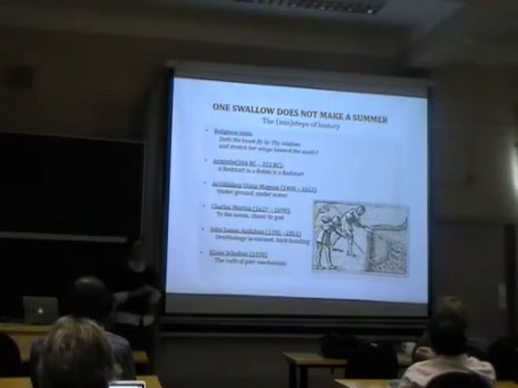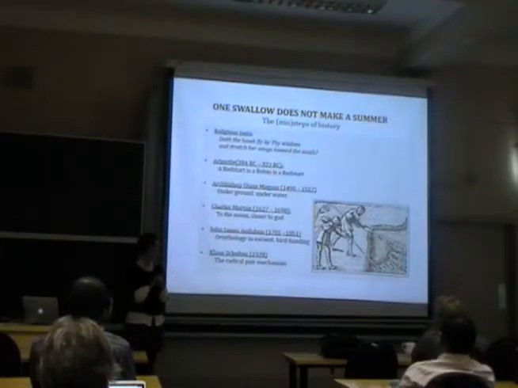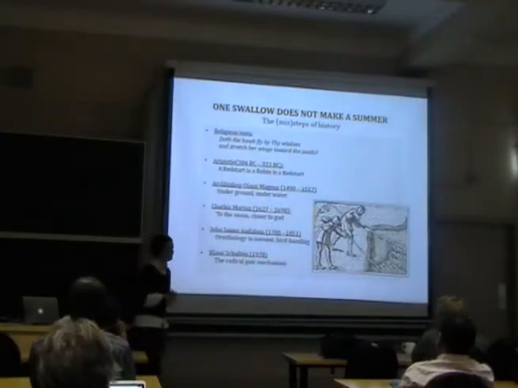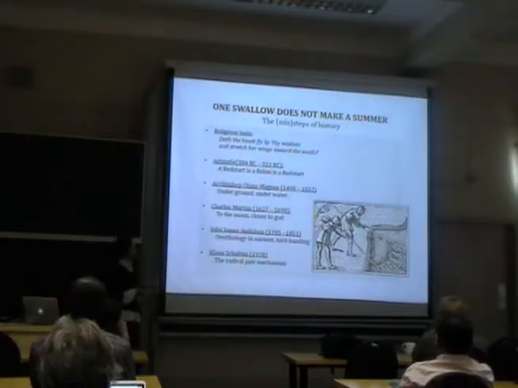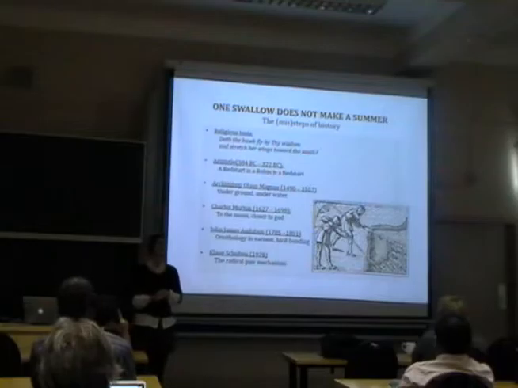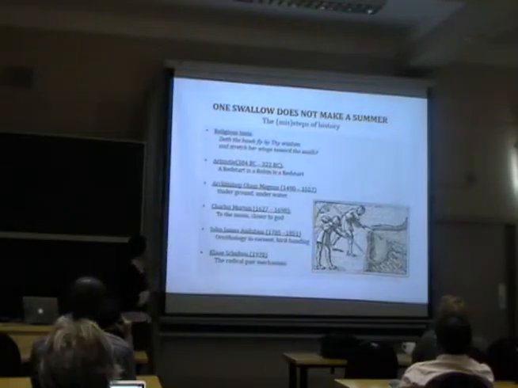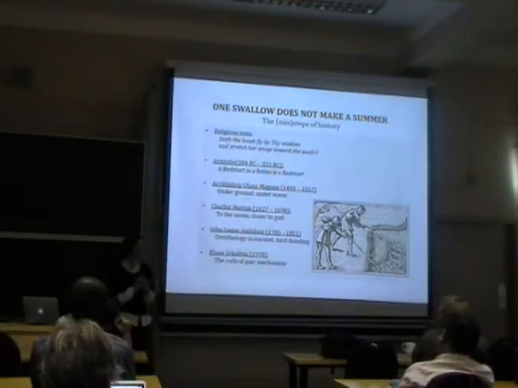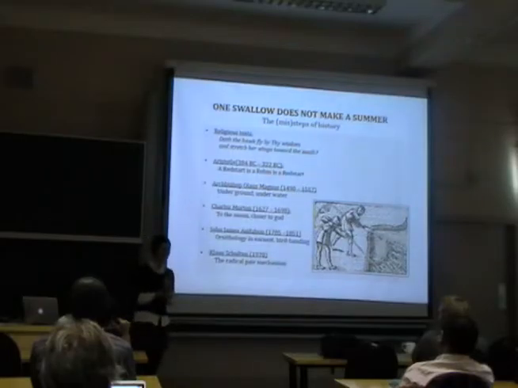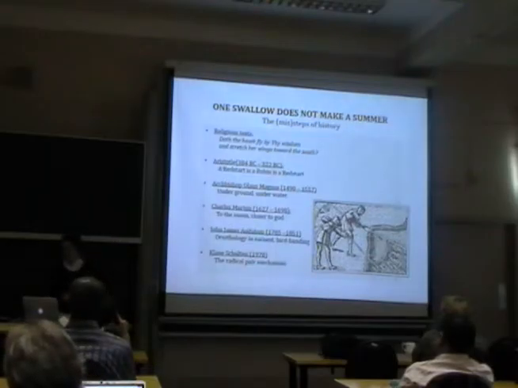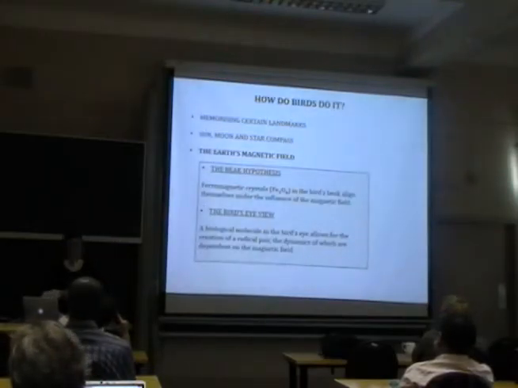Then Charles Morton, because birds, this is now the 1600s, because birds collected on church spires, he concluded that they migrated to the moon to be closer to God. And the first scientific theories started in the 1700s, 1800s with methods such as bird banding, where birds could be tracked. But I'm interested in 1978, where Klaus Schulten came up with the radical pair mechanism to explain bird migration.